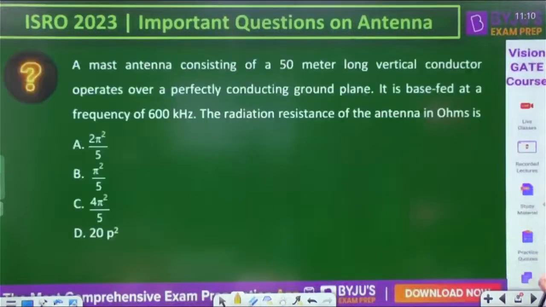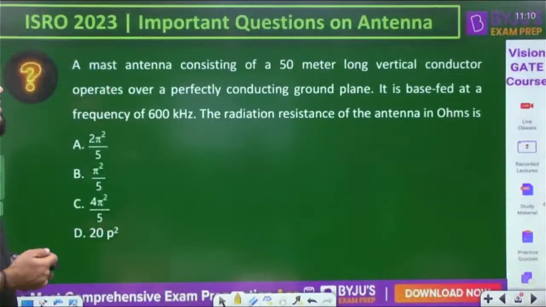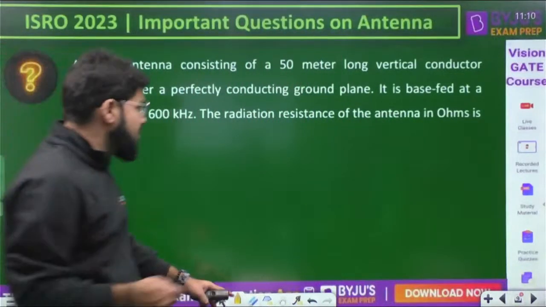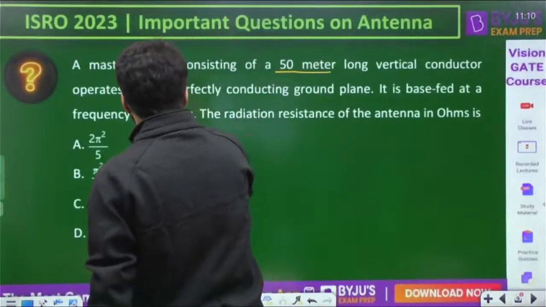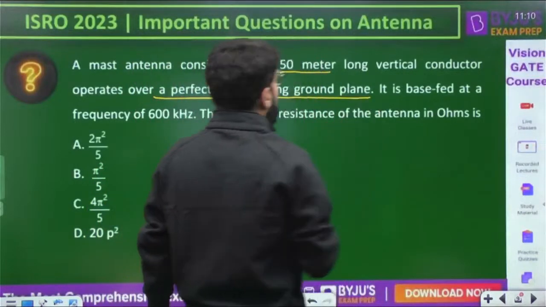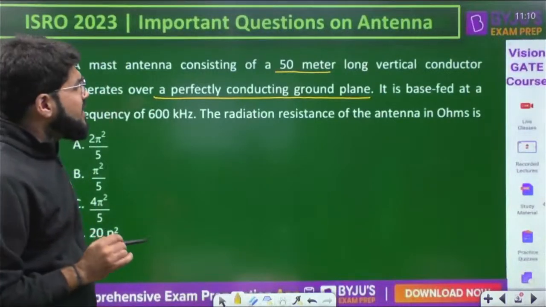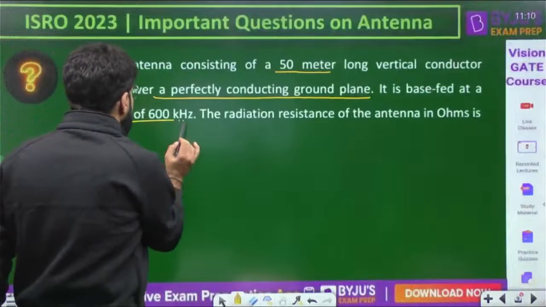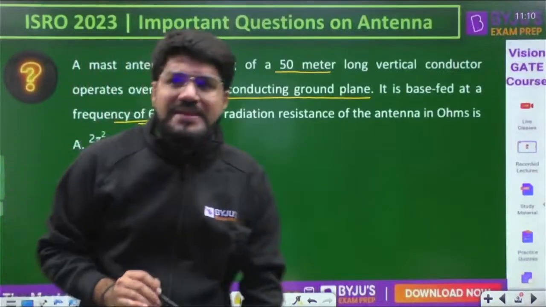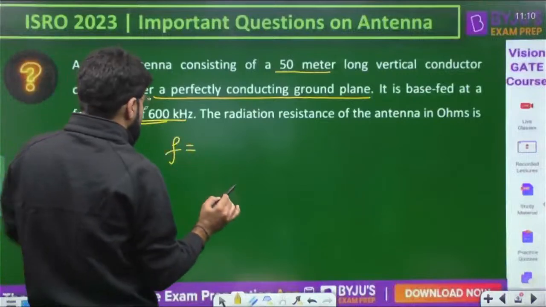A mast antenna consisting of a 50-meter long vertical conductor operates over, here it is, what I was talking about. It is a 50-meter long antenna operating over a perfectly conducting ground plane. It is base fed at a frequency of 600 kilohertz. Now first of all, how much is the length? The frequency is given to me as 600 kilohertz.